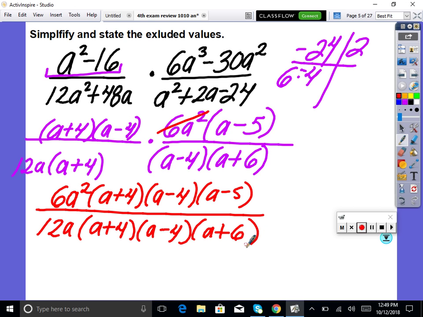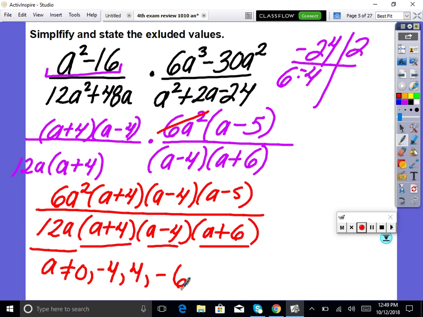We would restrict first. So a cannot equal 0 for that piece. Don't say -12. I always have people saying -12. 12 times -12 is -144, which would be okay. It can equal -4, 4, or -6. And now dividing out exact factors.